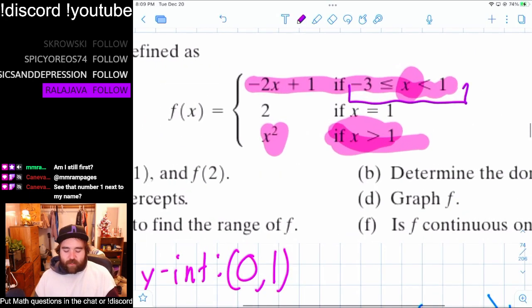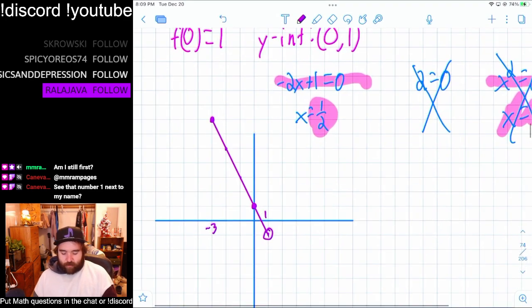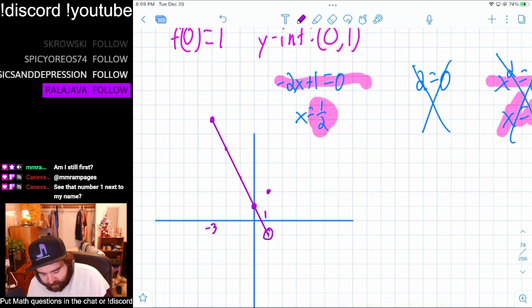And then we have our next part. It just tells us that when x equals 1, y equals 2. We can just do that, right? So we just go to x equals 1, y equals 2. That's just a point right there.